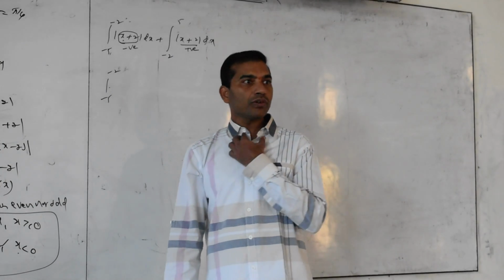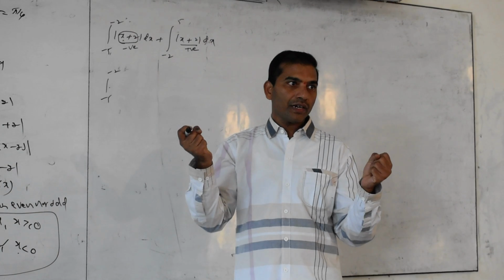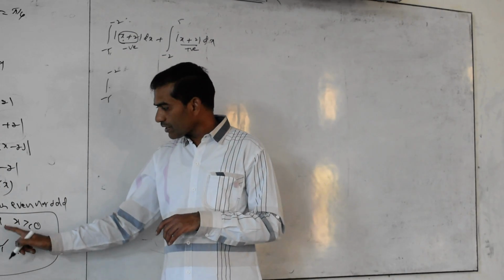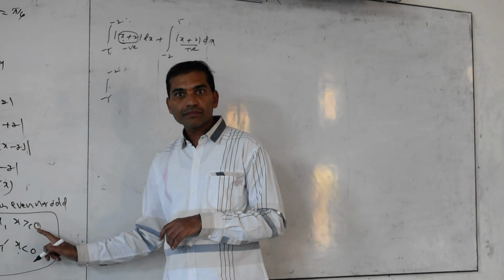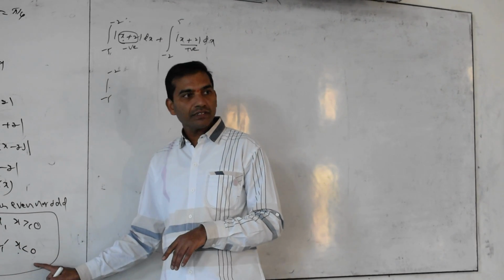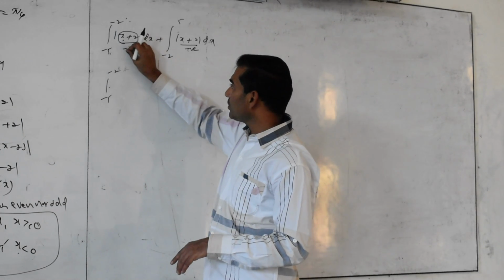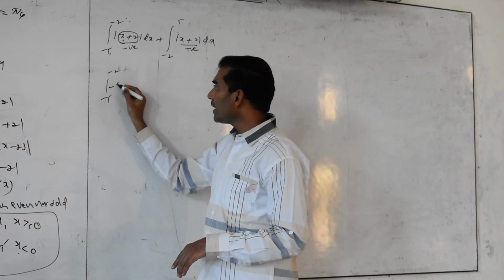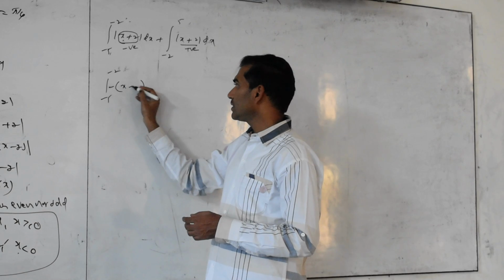Because mod x integration we don't know, we know x integration. We should open the mod. How to open the mod? By this concept, the mod x concept. Here no mod, here mod is there. So mod x equals x when x is positive, and mod x equals minus x when x is negative. Now this is considered as x. This inside part is negative. Then if the inside part is negative, what is the mod x? Minus x, where x means x plus 2. This is the most important.